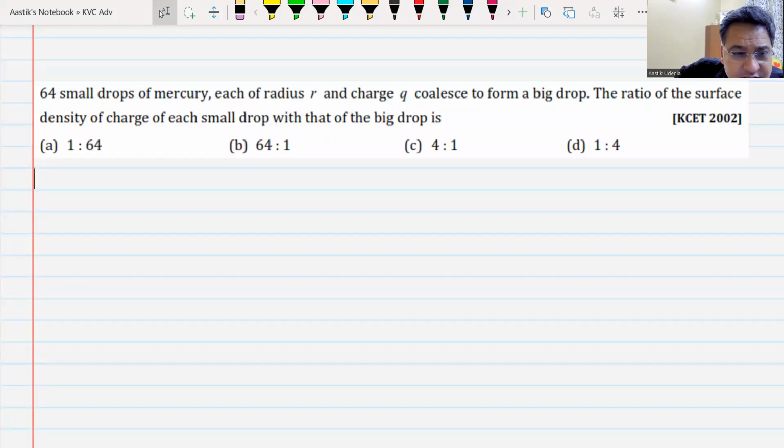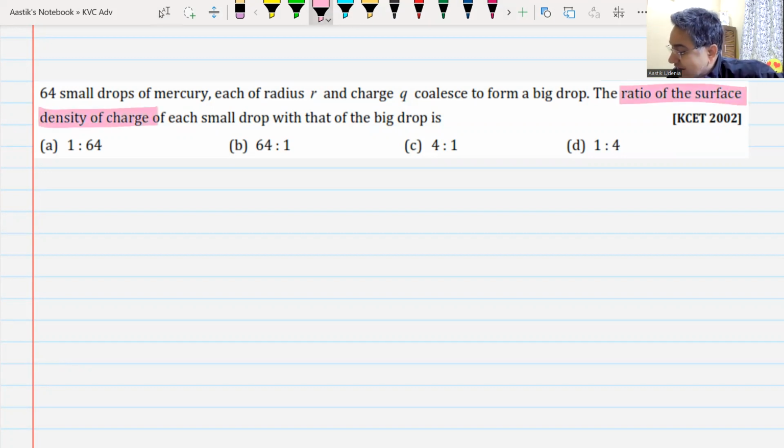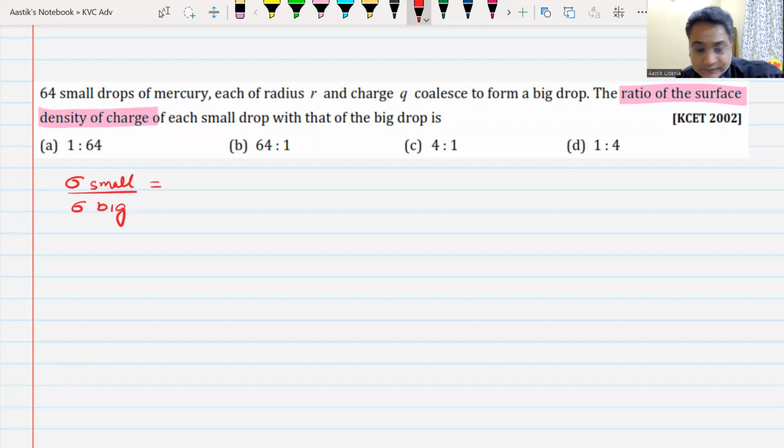64 small drops of mercury, each of radius r and charge q, collect to form a bigger drop. The ratio of surface density of each small drop to that of the big drop is? So here we have to find the ratio of surface charge density. Sigma for the small drop divided by sigma for the big drop will be equal to charge of the small drop divided by 4 pi r square, divided by charge of the bigger drop divided by 4 pi capital R square.